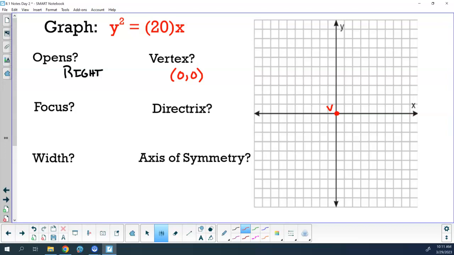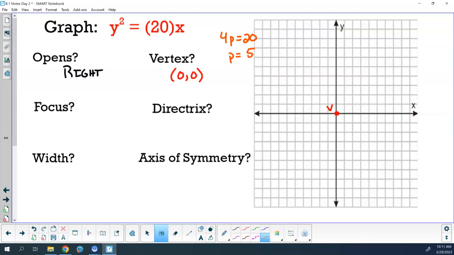Step 3, you've got to figure out what P is. Well, what's 4P equal to? So that means P is 5. Okay.